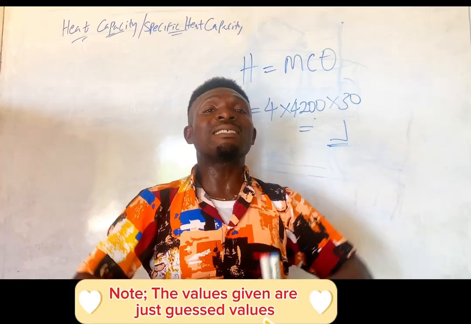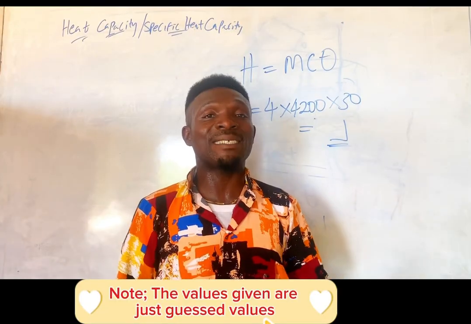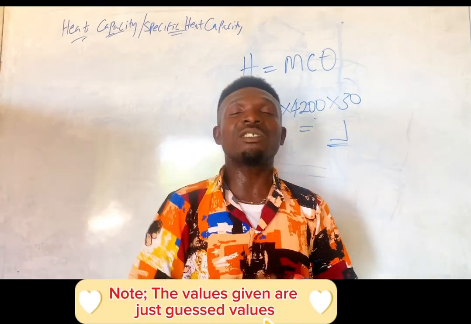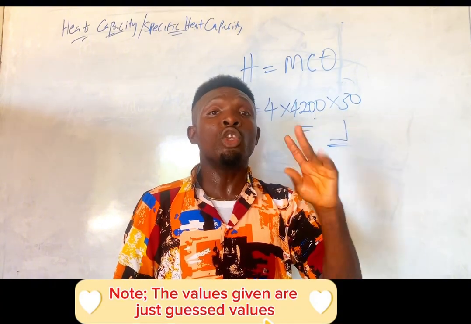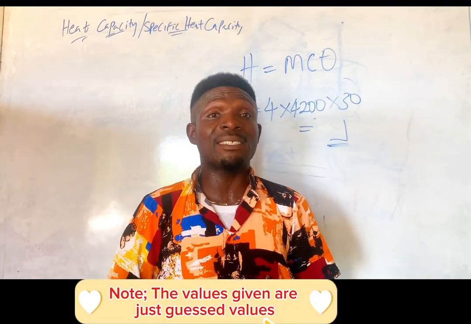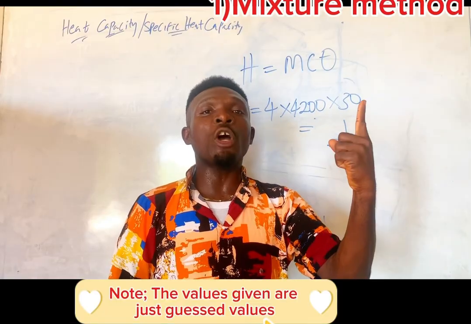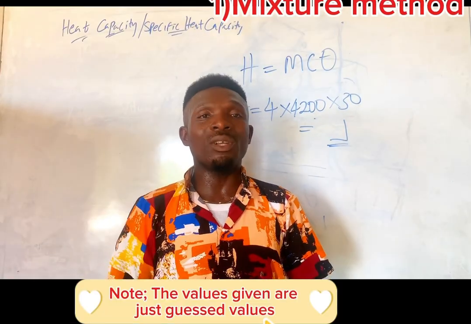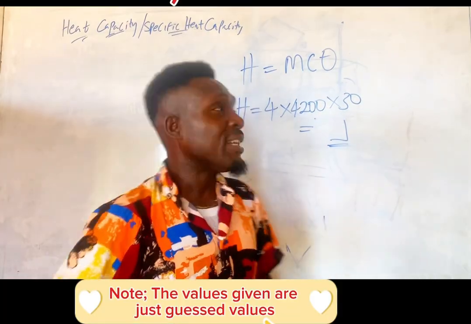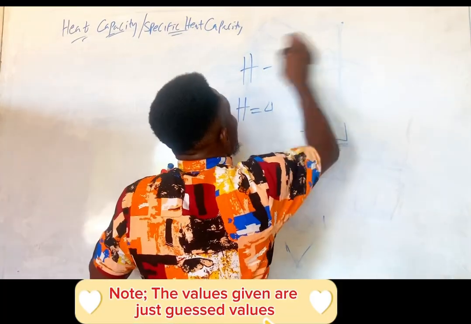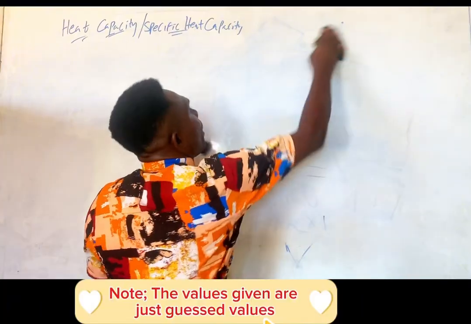Next, we are going to be talking about how to determine specific heat capacity of a substance. There are 2 methods used to determine the specific heat capacity of a substance. The first method is the mixture method, while the second method is the electrical method. Now let me explain the mixture method for us.